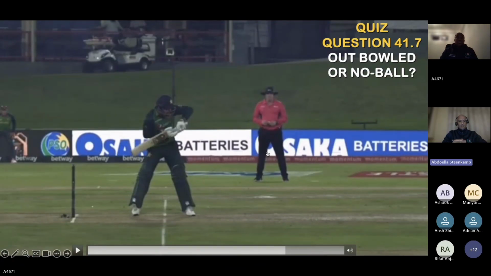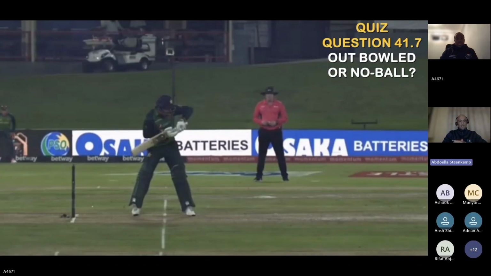Batter standing upright at the popping crease. Yes, the ball is above waist height. You should call and signal no ball. That is the only question that you ask yourself. It's irrelevant whether the ball goes on to hit the stumps or doesn't hit the stumps. You should not be looking at it.